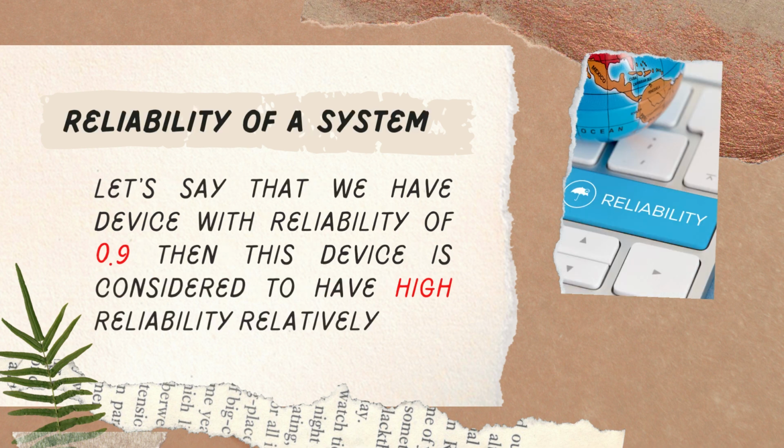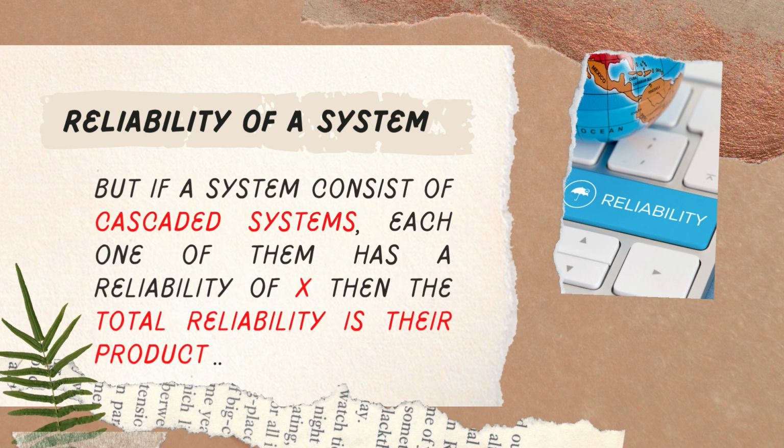Let's talk more about reliability of a system. Let's say that we have a device with reliability of 0.9, then this device is considered to have high reliability relatively. But if a system consists of cascaded systems, each one of them has a reliability of X, then the total reliability is their product.